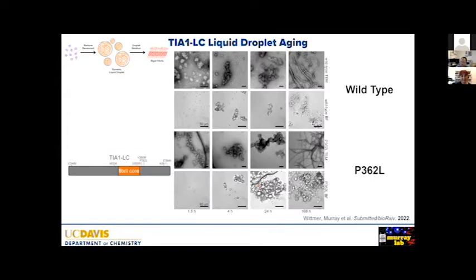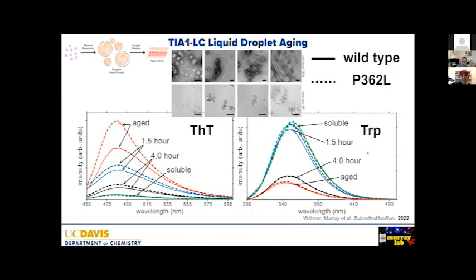We did this for a P362L mutant. So this is testing the proline to leucine hypothesis. And we see a very similar loss of liquid droplet structure and the rise of fibrillar structure based on the electron micrographs. We used fluorescence to characterize the bulk phase behavior of these proteins.